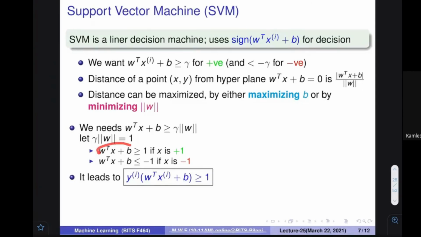So this value is greater than 1 for positive, and this value is less than 1 for negative. If I multiply with the label over here, because plus 1 multiplied by this is greater than 0, and minus 1 multiplied by this quantity becomes less than. In this case we want yi (w transpose x plus b) to be greater than 1. It is nothing more than the classification label.